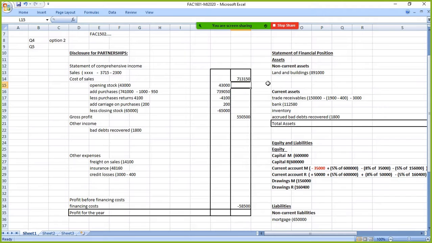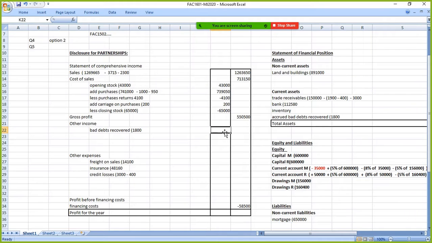Okay, so this sales figure is going to be 1,263,650. Then obviously I'm going to take that figure and add 3715 plus 2300, and that's going to give me that figure. So now I know my sales amount should be 1,269,665.